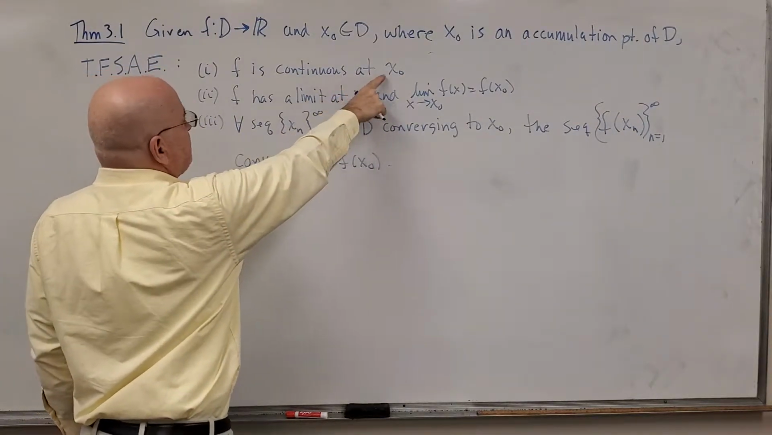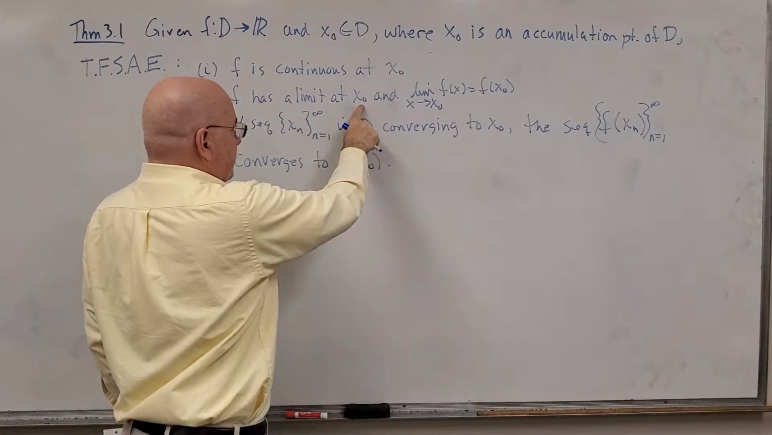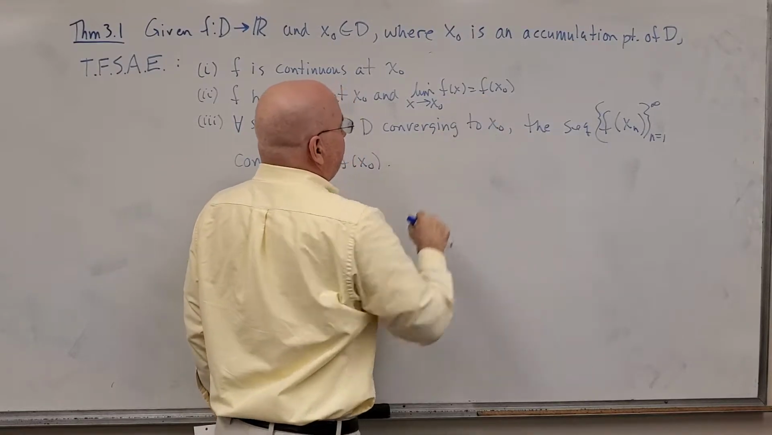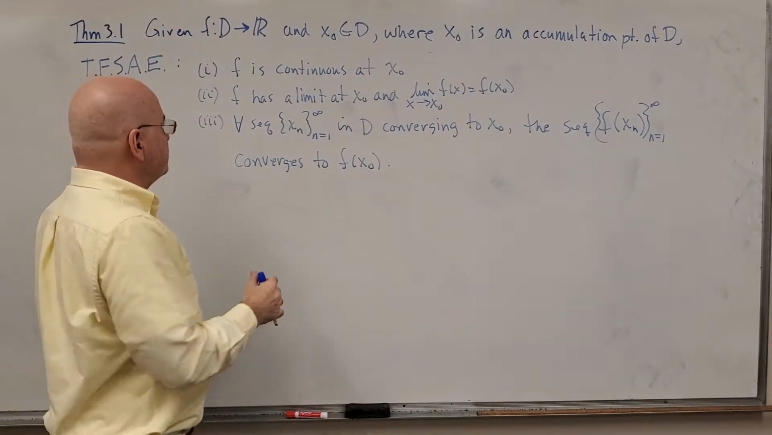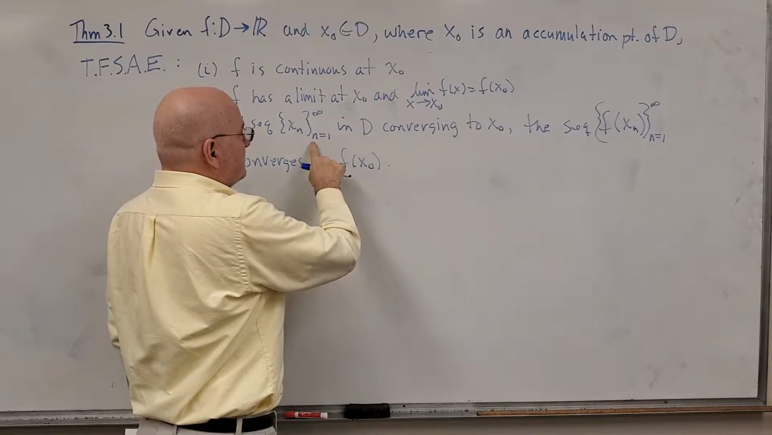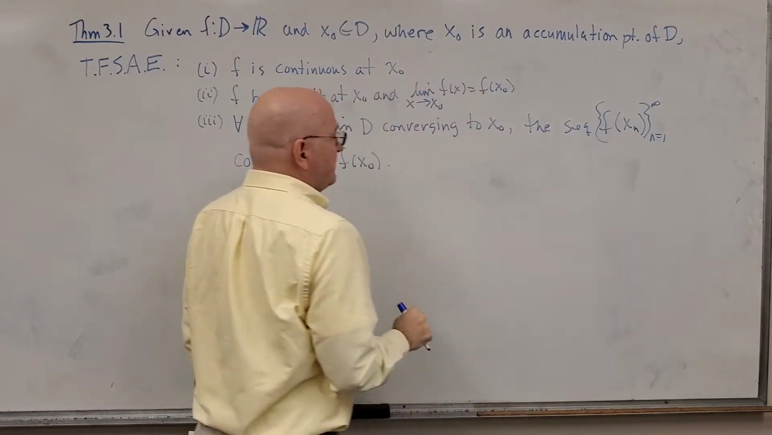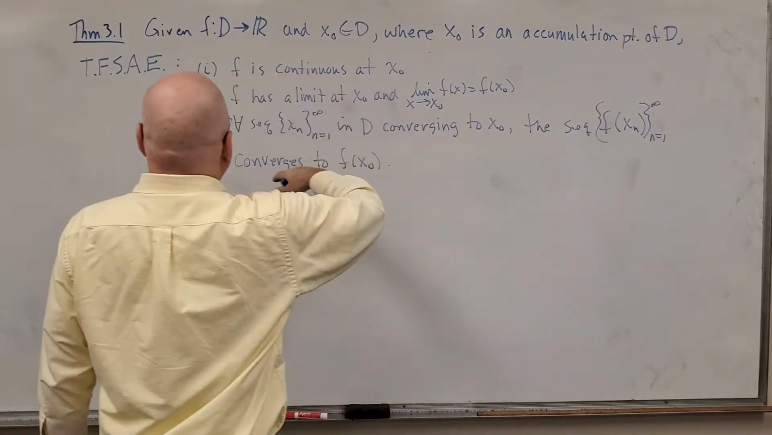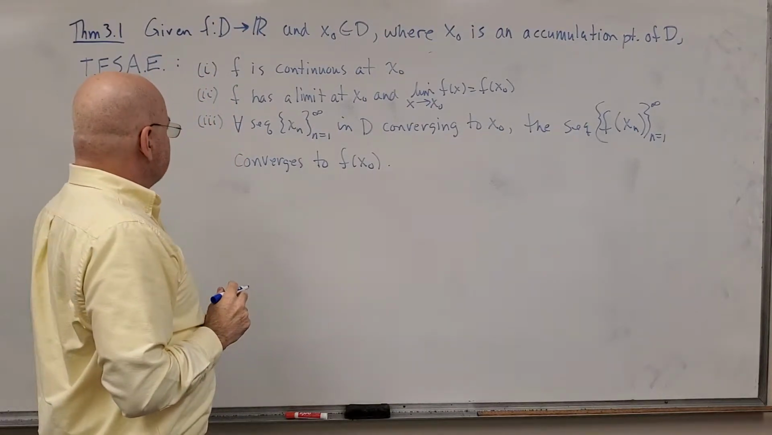Okay, so f is continuous at x0. That's equivalent to saying that f has a limit at x0, and that limit, as x goes to x0 of f of x, is the value f of x0. And then the third one, going back to sequences, says that for every sequence xn in D, in the domain, every sequence of numbers that converges to x0, the sequence f of xn is going to converge to f of x0.